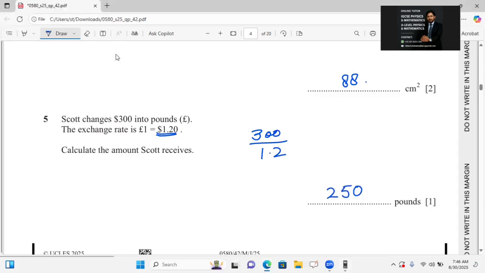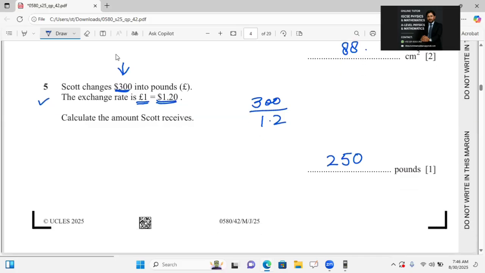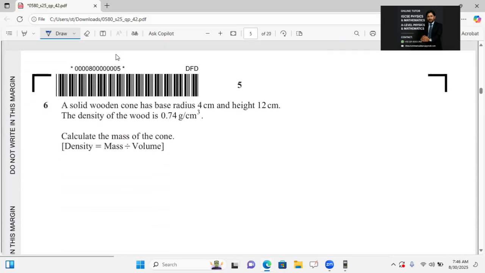250 over there. So why I divided it? Because the pound is lesser, so I just divided by that rate to get the value for the pounds over there. This is a currency exchange question, which will be included in the syllabus.